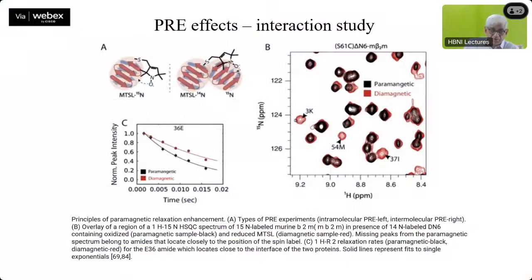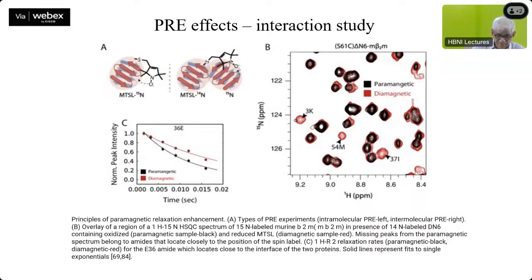Now this slide shows the use of PRE for studying interaction between proteins. Suppose I have a particular protein, and this is N15 labeled, okay? And you have the spin label here, so it influences a certain portion of the protein. This is typically used for studying Alzheimer's and all of those. So this particular portion of the protein, some residues are affected. Here, for example, consider the 36E.